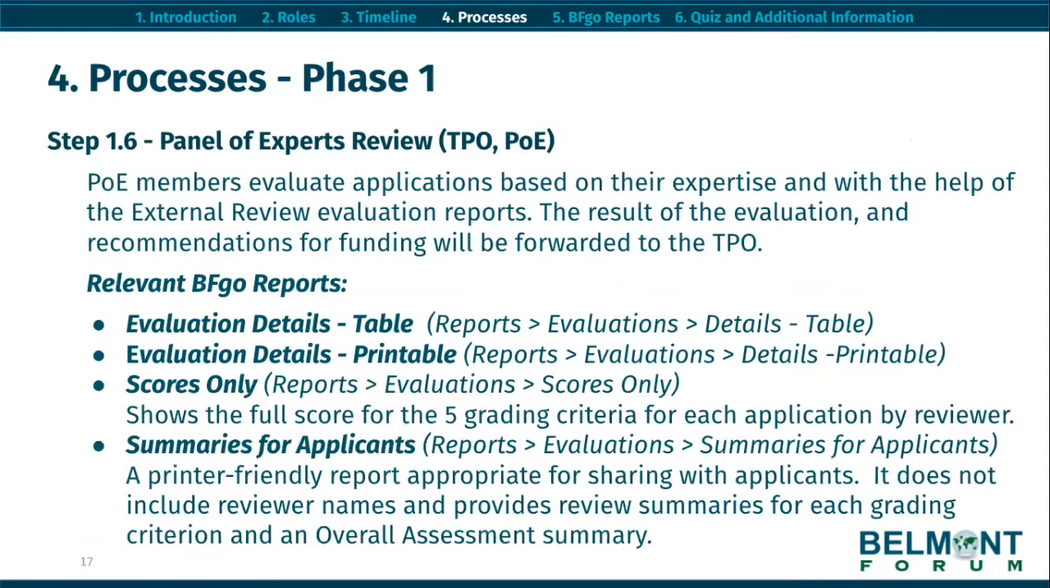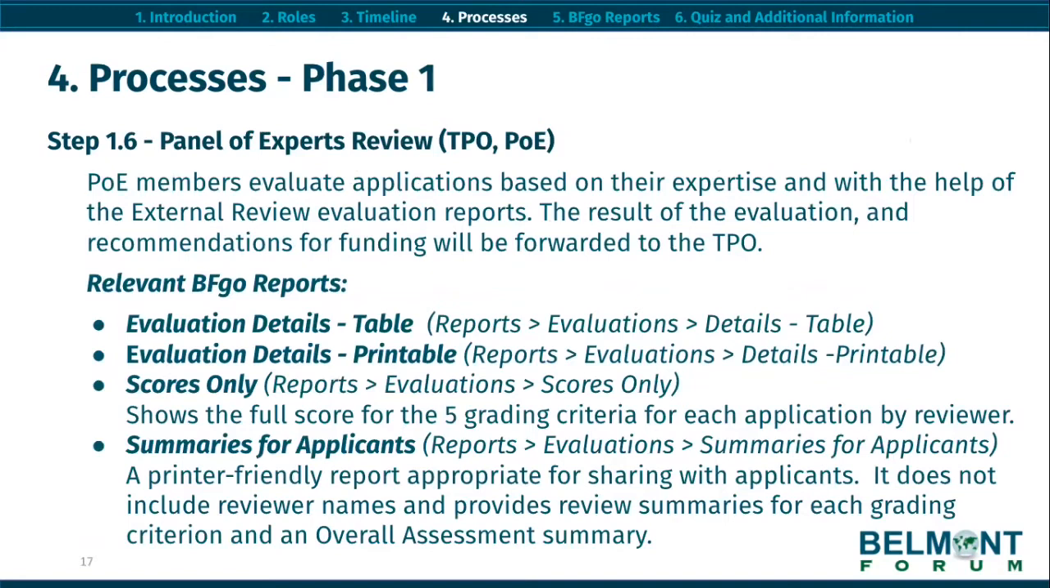Following the external review is the panel of experts review. Panel of expert members evaluate applications based on their expertise and with the help of the external review evaluation reports. The result of the evaluation and recommendations for funding will be forwarded to the Thematic Program Office. In addition to the aforementioned evaluation details table and printable report, the scores-only report and summaries for applicants are also relevant BFGO reports for this step.